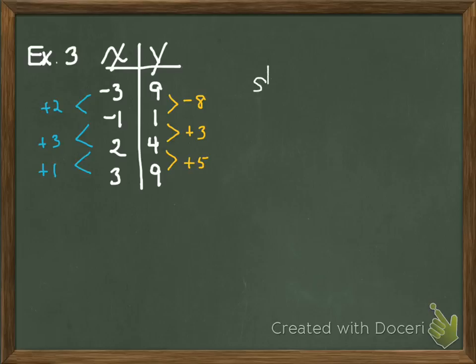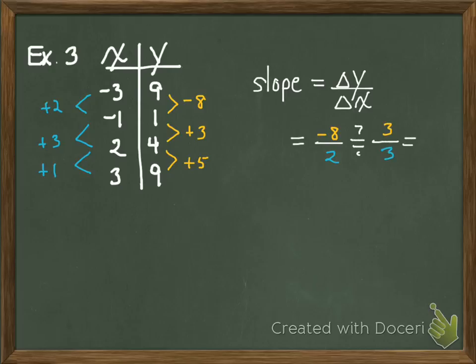Now, let's compare the change in the y compared to the change in x. If I take my y value, -8, and write it over a 2, I will get -8 over 2 for my first change. The question is, is that the same as 3 over 3 and the same as 5 over 1? Well, hopefully you recognize by now that those fractions don't reduce to the same amount, the same value, so we can't find the slope in this instance. This table represents a situation that is not linear.